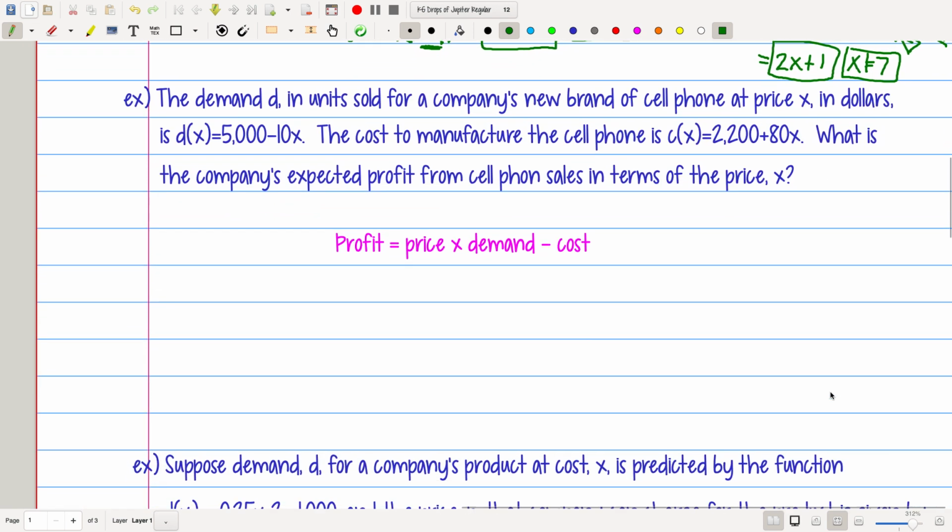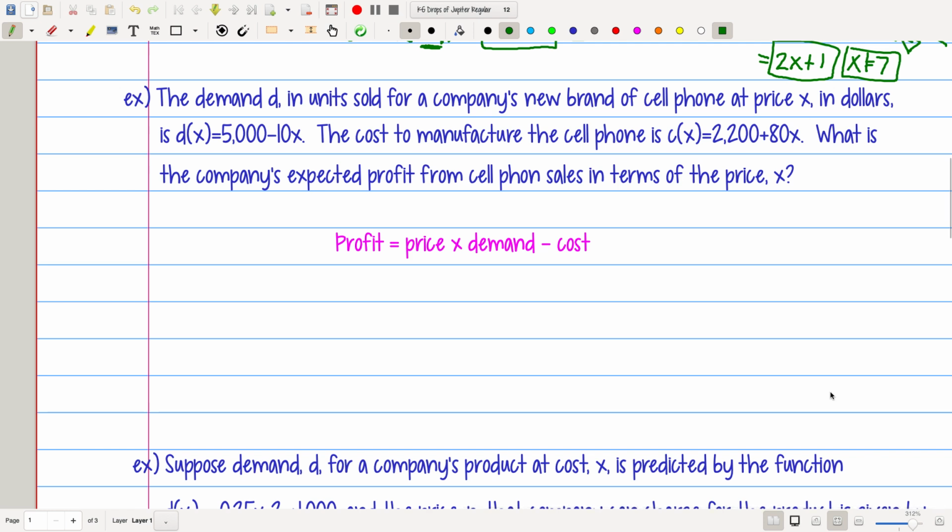It says the demand D in units sold for a company's new brand of cell phone at price X in dollars is D of X equals 5,000 minus 10X. The cost to manufacture the cell phone is C of X equals 2,200 plus 80X. What is the company's expected profit from the cell phone? There's a typo there. Cell phone sales in terms of the price X.